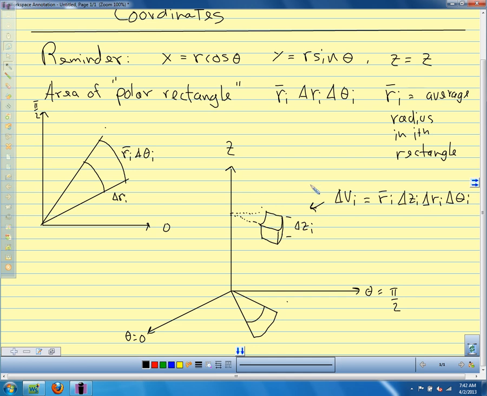And again, when we're saying delta V sub i is getting smaller and smaller, we're saying the largest diagonal of these little blocks is approaching 0. And so we take that limit and we sum over the entire region, and that gives us our triple integral in cylindrical coordinates.